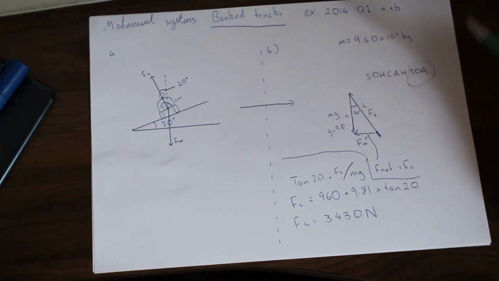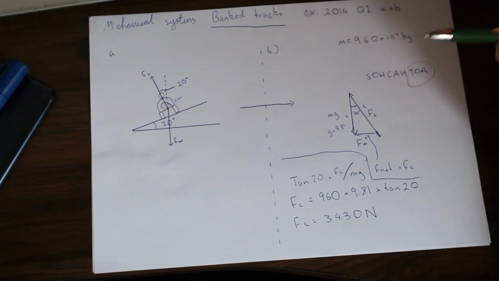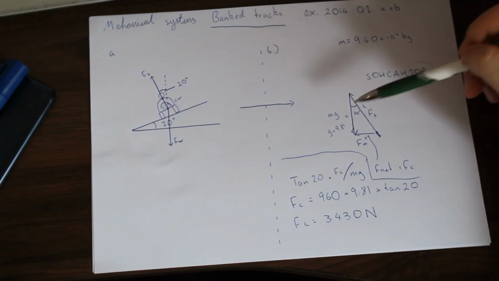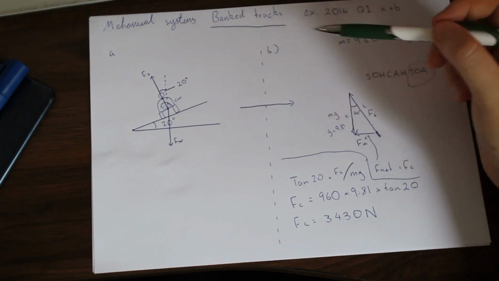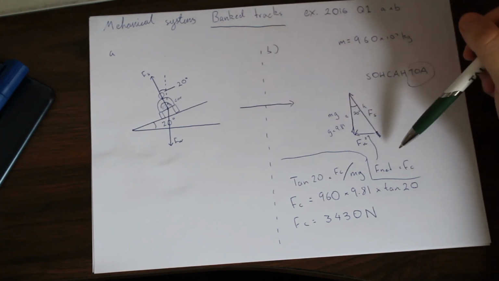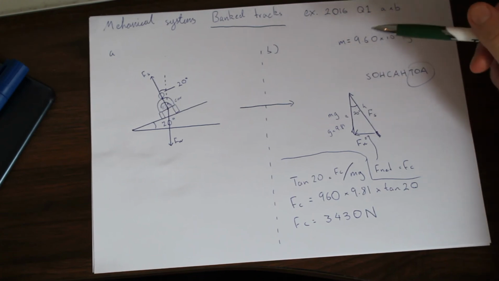We looked at mechanical systems, bank tracks. We've looked at free body diagrams using our understanding of geometry, essentially to draw a free body diagram. And then we've used that understanding of geometry and our free body diagram to then infer and calculate our force centripetal for a car driving around a bank track.